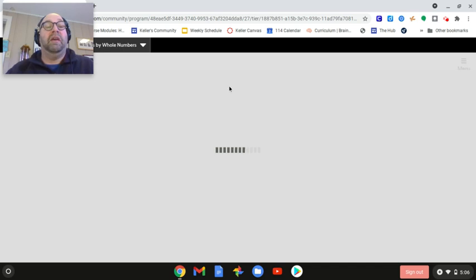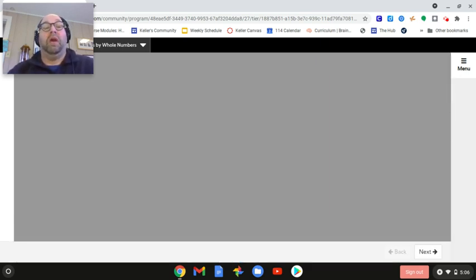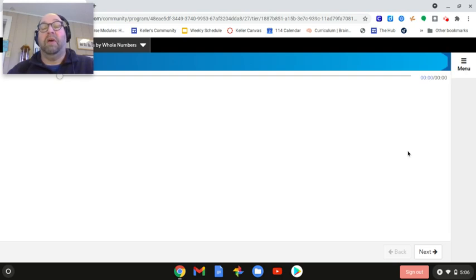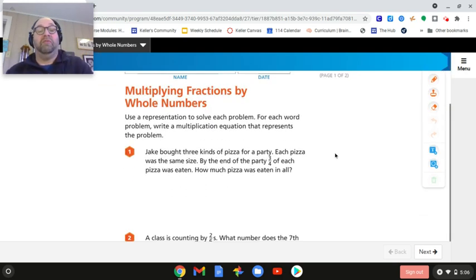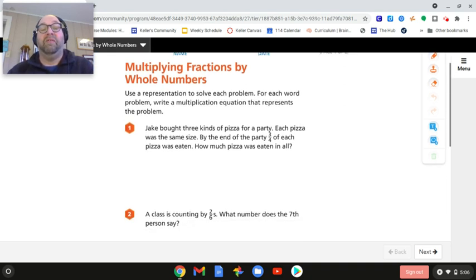So multiplying fractions by whole numbers, it's a pretty easy concept. It's like skip counting by that fraction, okay? So the first question that comes up has to do with this idea of skip counting. So Jake bought 3 kinds of pizza for a party. Each pizza was the same size. By the end of the party, 3/4 of each pizza was eaten. How much pizza was eaten in all?